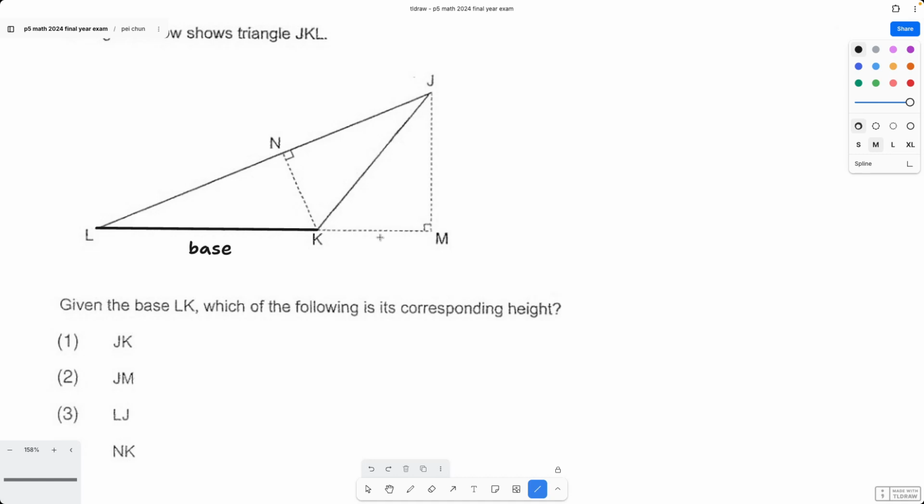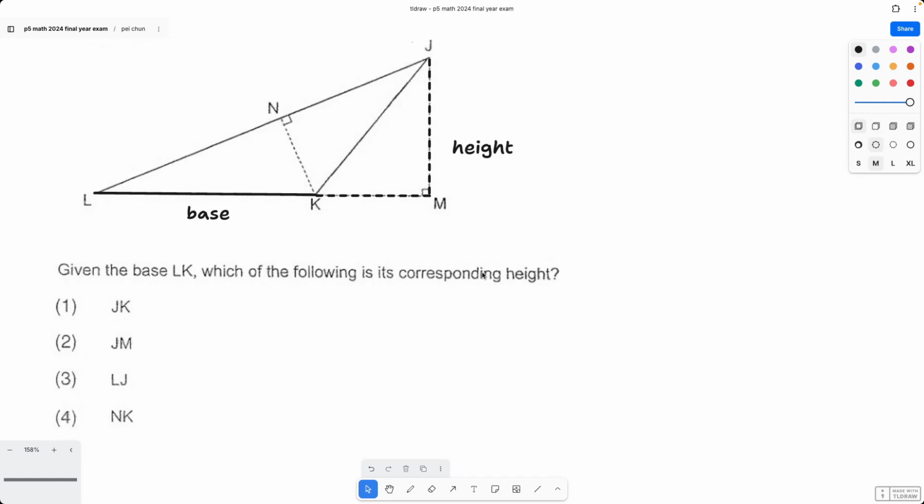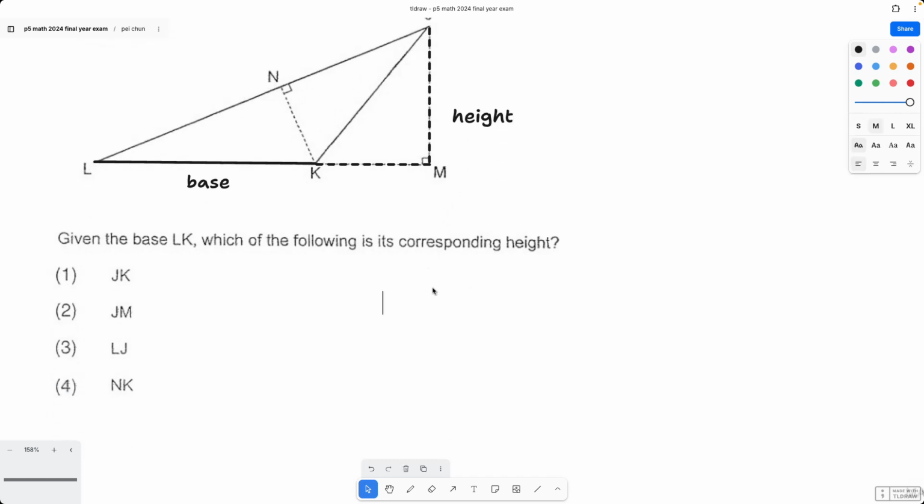Okay, and then from here, that means this part is dotted, right? So I'm just gonna put here as dotted. That means this part over here, I'm gonna put a line like this. That means this part is the height. So in this case, base and height are perpendicular to each other. Okay, and that's about it.